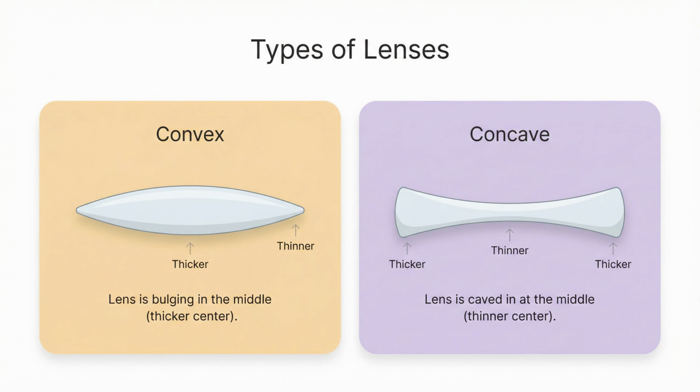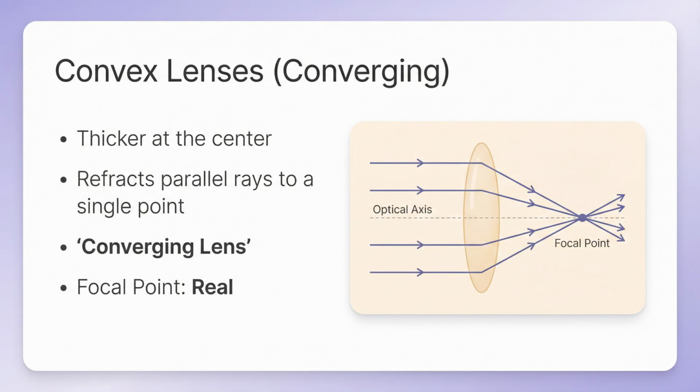You have convex lenses, which bulge outwards, and concave lenses, which curve inwards. The shape is crucial because it dictates exactly what happens to the light passing through. Let's start with convex lenses. These are the classic shape you think of, thicker in the middle than at the edges. We call these converging lenses because they take parallel rays of light and bend them inward until they smash together at a single spot called the focal point.